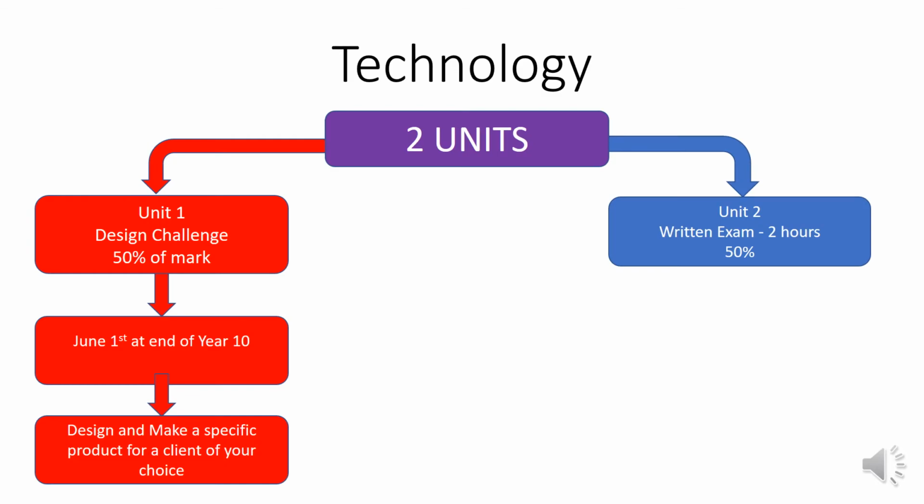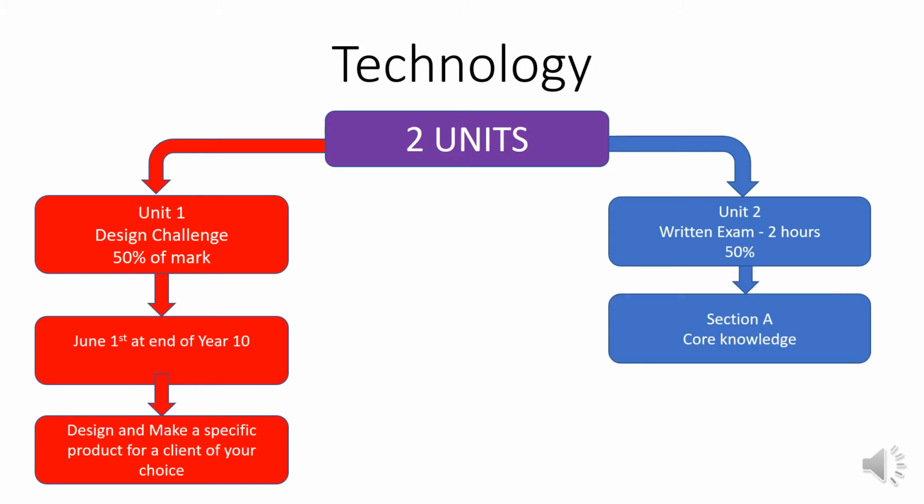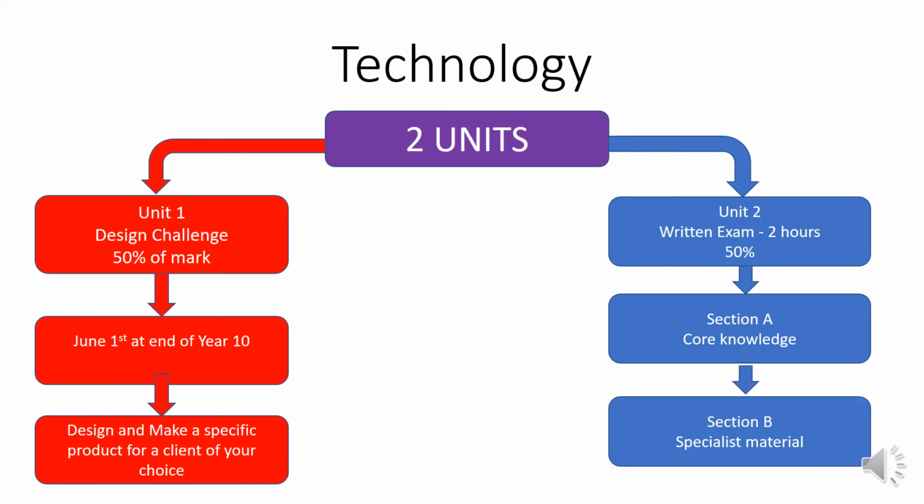The second unit, which is your other 50%, is a written exam. It is a 2-hour exam. Section A in the exam is all about core knowledge. So you'll be asked about properties of woods, metals, plastics, things like that, which you will have done during your theory in year 10 and year 11. And then in section B, you choose a specialist material out of those 6 that we've just been through, and you answer questions based on that. So if you think you're better at metal than you are at wood, you could choose to answer all the metal questions, or all the fabric questions or whatever.